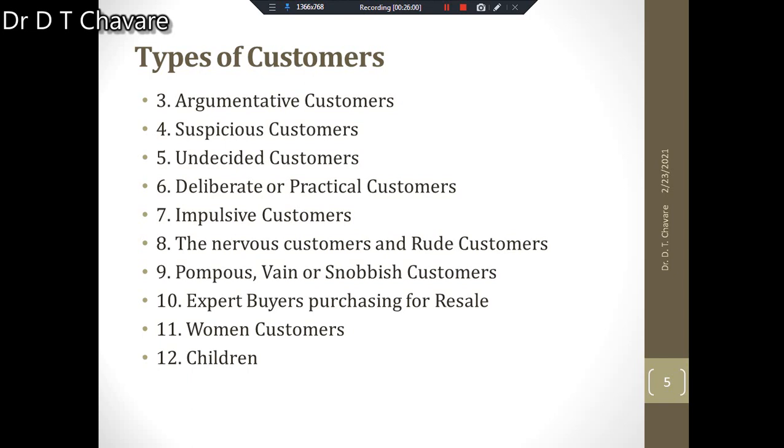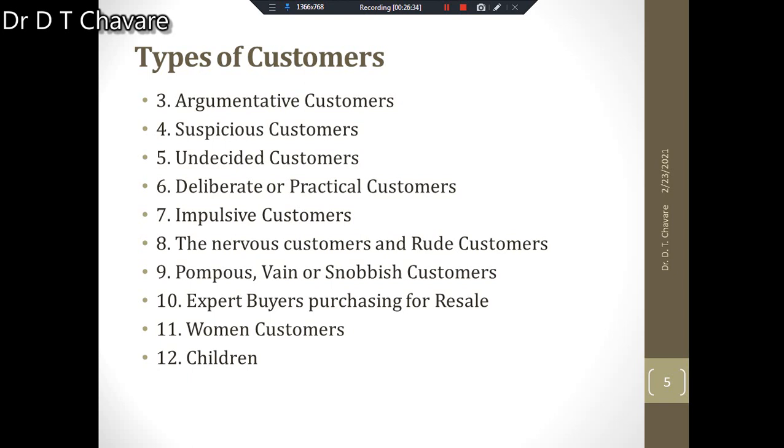Then the next type of customer is also there, the nervous customers and rude customers. Both are exactly opposite to one another. The nervous customers are shy and require help and guidance from the salesman. The rude test the patience of the salesman. He should endure them. This is also a very important type of customer.